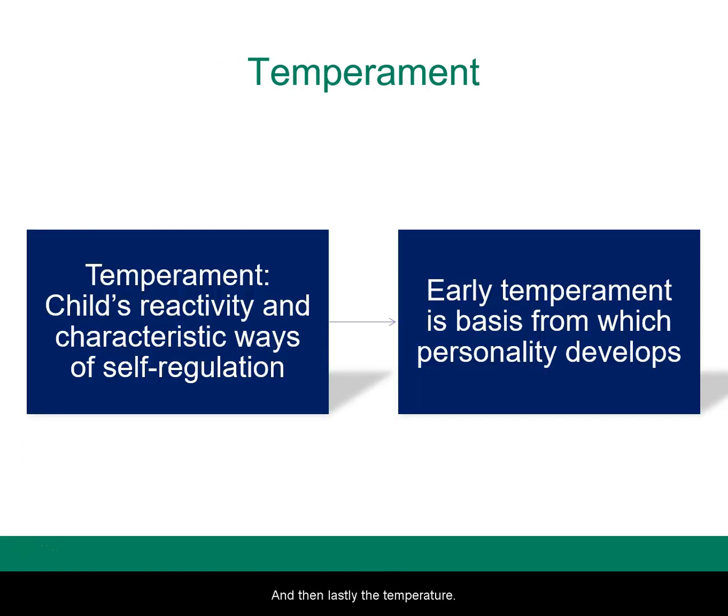And then lastly, the temperament, child's reactivity and characteristic ways of self-regulation, and early temperament is the basis from which personality develops. If anybody has more than one child, you will know that the temperaments of your children are very, very different.